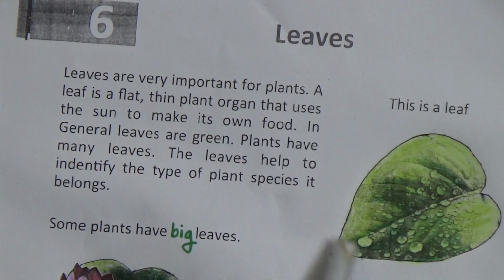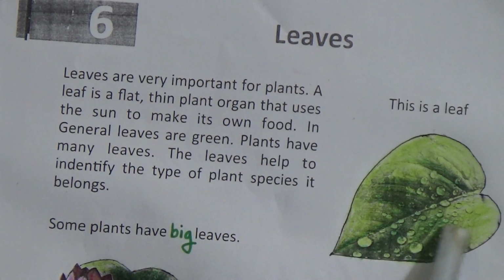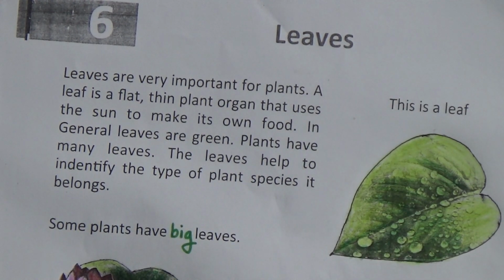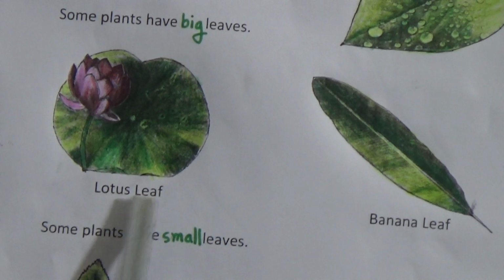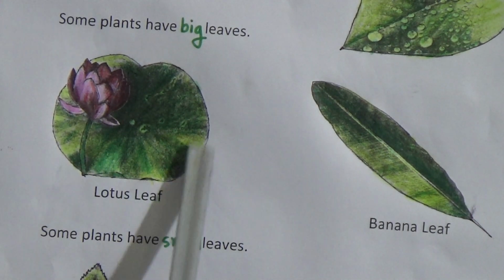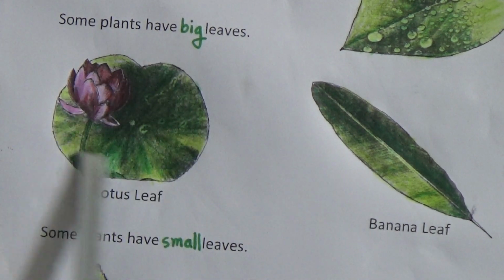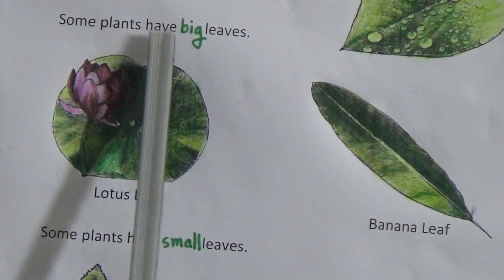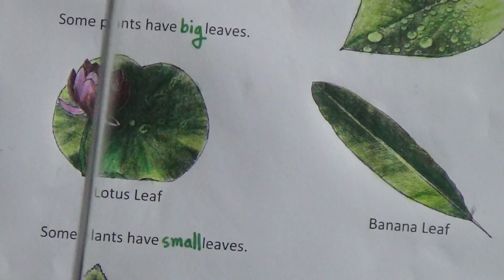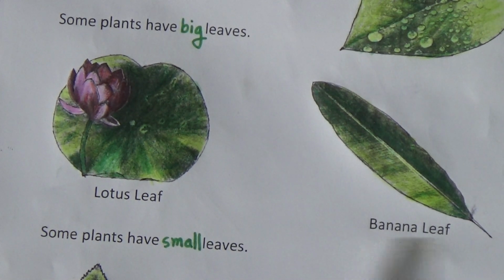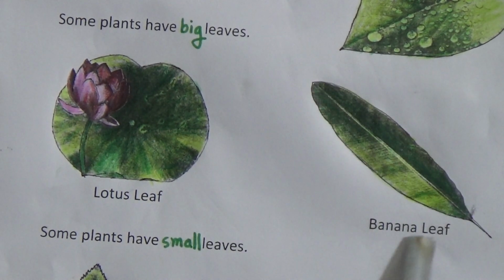And look at this, here is a picture of leaf, and this is the leaf of money plant. Some plants have big leaves like lotus leaf. This is a leaf of lotus, and you can see this is a big leaf. And here is another big leaf. This is banana leaves.